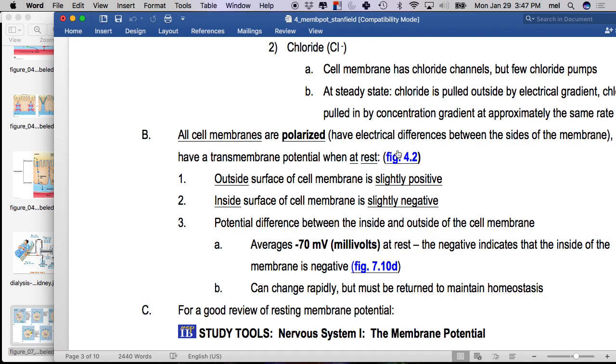Cells, all of your cells, have this as homeostatic, positive on the outside, negative on the inside, and they average about this. Some of them are 75, some of them are 60, they average about that.